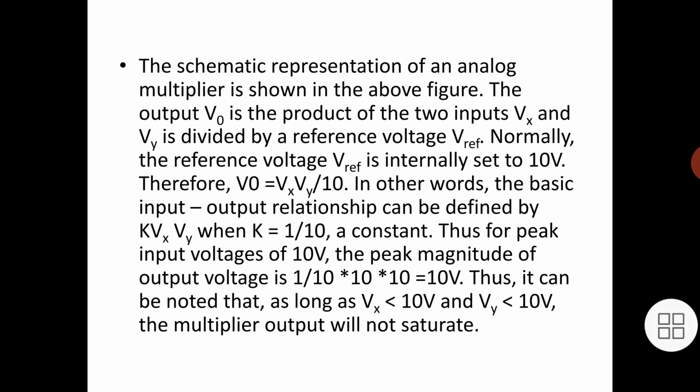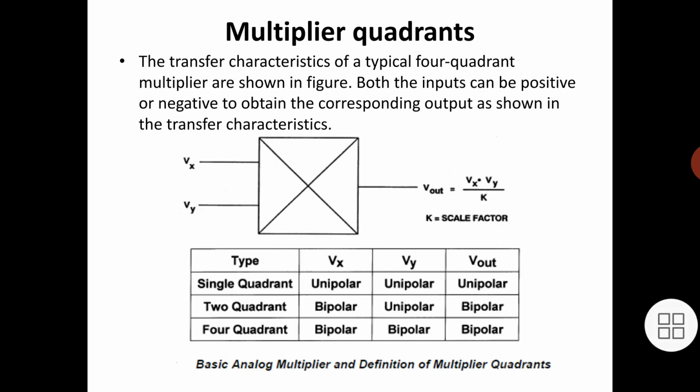Therefore, for peak input voltages of 10 volt, the peak magnitude of the output voltage is 1 by 10 into 10 into 10, that is equal to 10 volt. Thus, it can be noted that as long as Vx is less than 10 volt and Vy is less than 10 volt, the multiplier output will not saturate. And next we can see what the multiplier quadrants are.